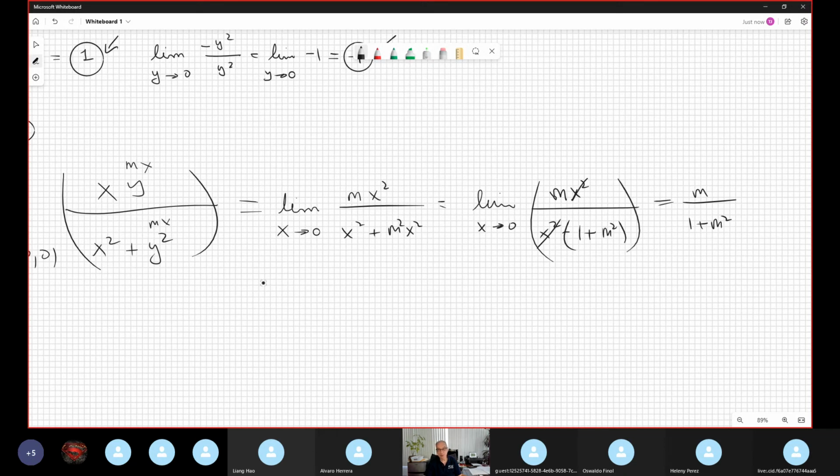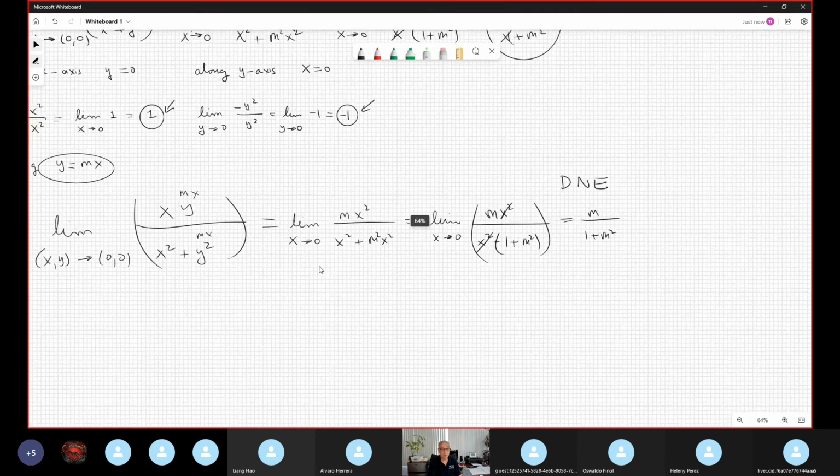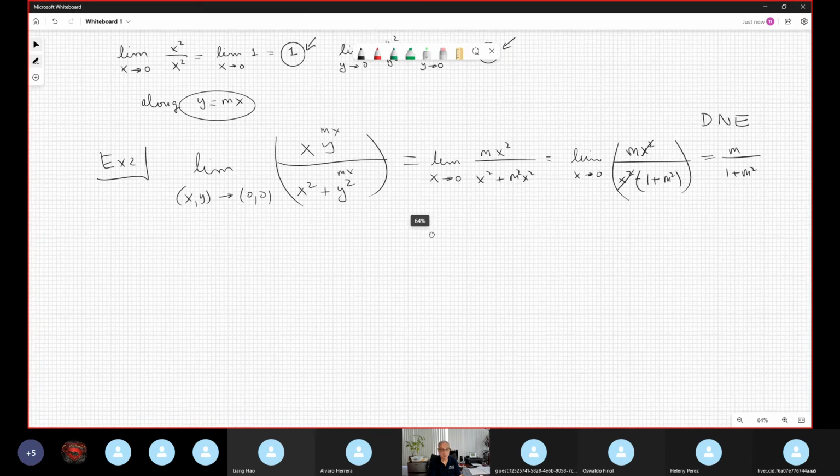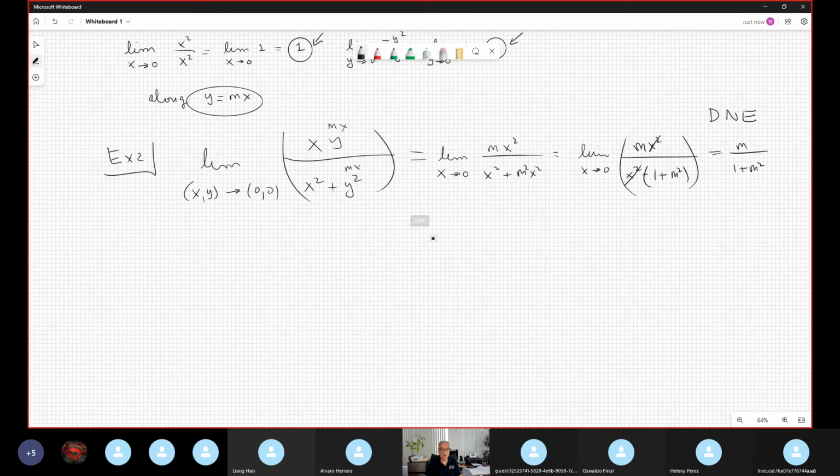One more time, we see that depending on the trajectory, depending on the direction, the limit does not exist, because m participates in the game. Cool. One more example, the last one, to illustrate the idea I explained before about the parabola.